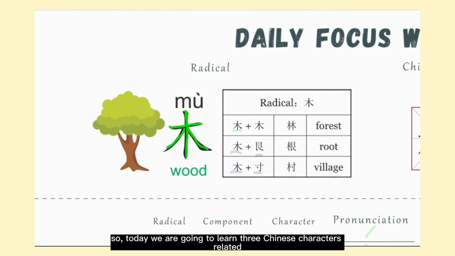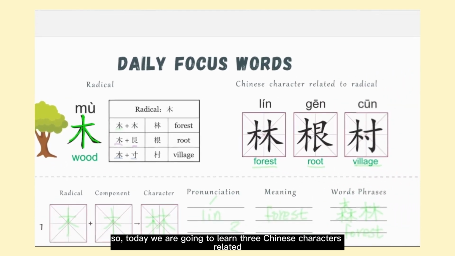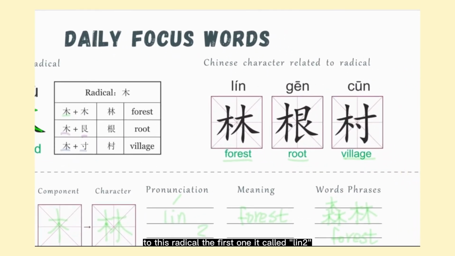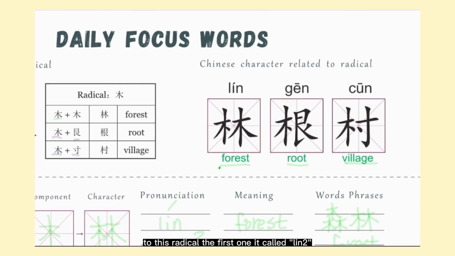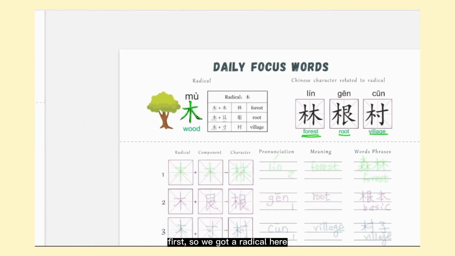So today we are going to learn 3 Chinese characters related to this radical. The first one is called lin. And the second one is called gen. And third one is called cun. So let's write down the first one first.